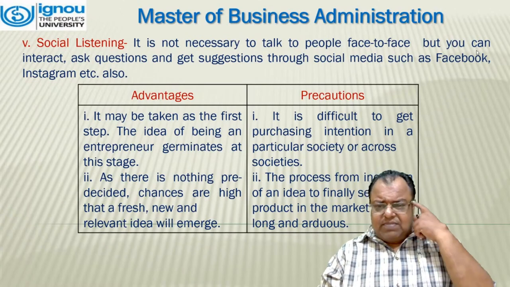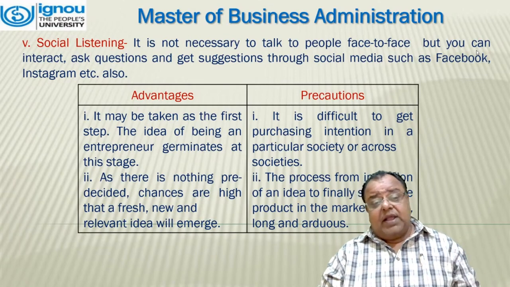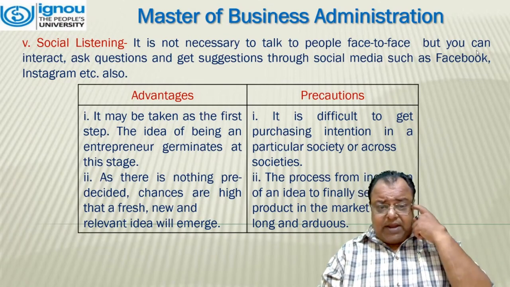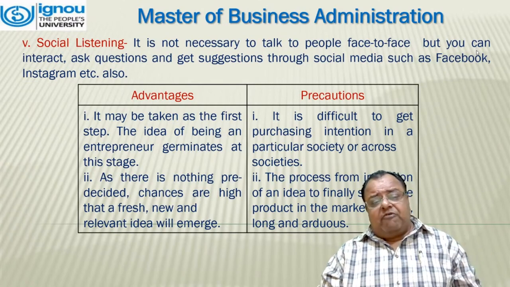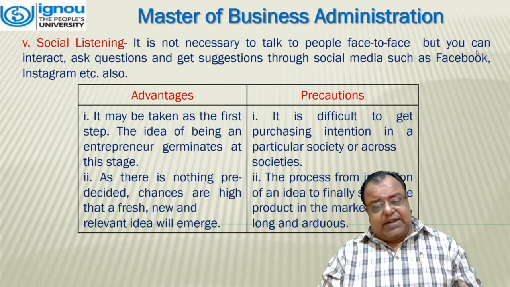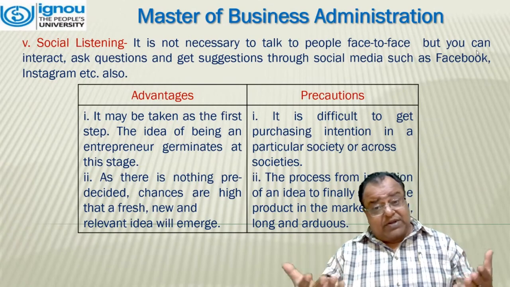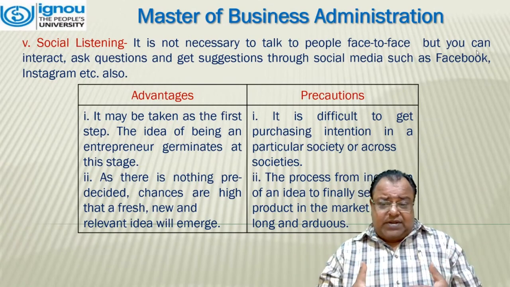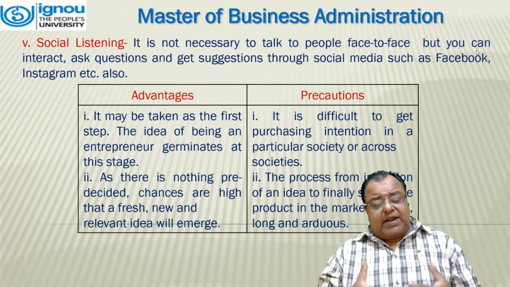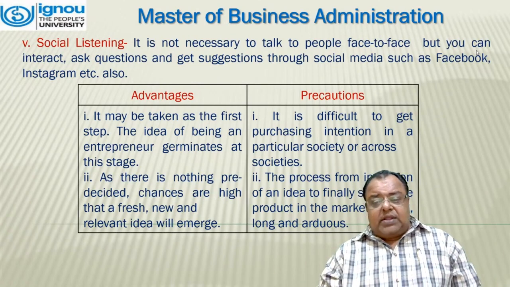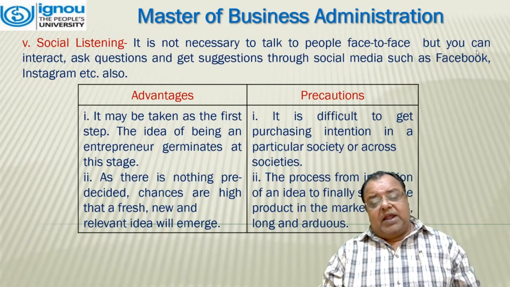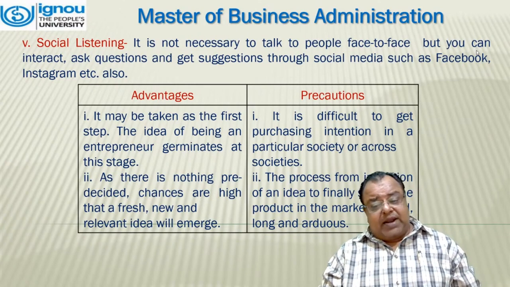What are the advantages of this method and what precautions have to be taken? If we talk in terms of the advantages, it may be taken as the first step. The idea of being an entrepreneur germinates at this stage. As there is nothing pre-decided, chances are high that a fresh, new, and relevant idea will emerge. Now, what precautions have to be taken? It is difficult to get purchasing intention in a particular society or across societies. The process from inception of an idea to finally selling the product in the market is hard, long, and arduous.